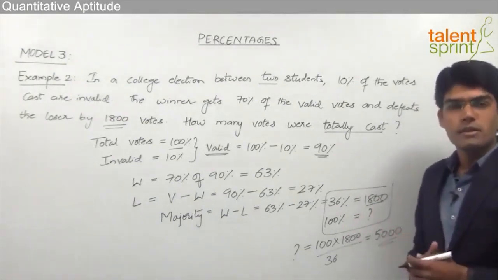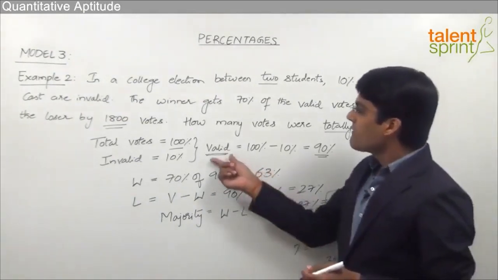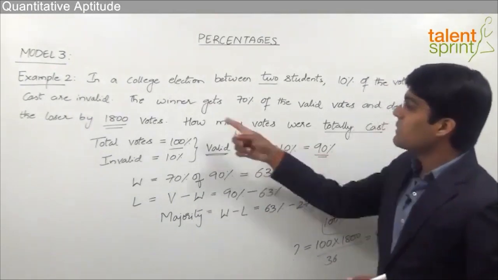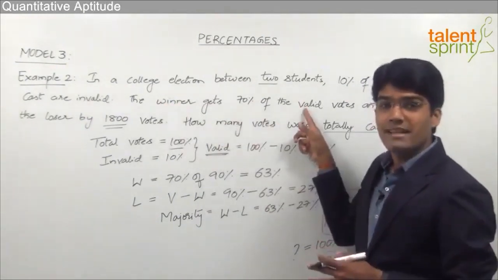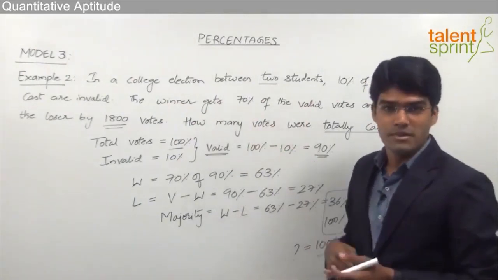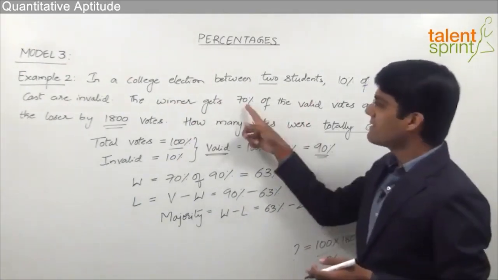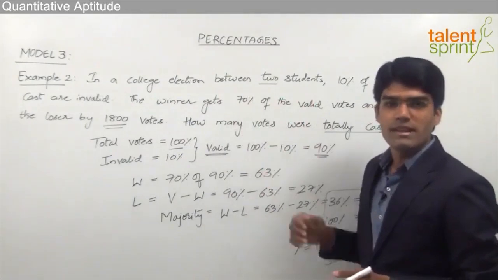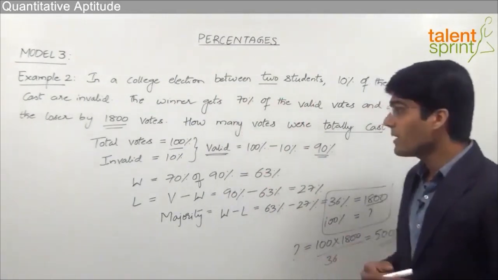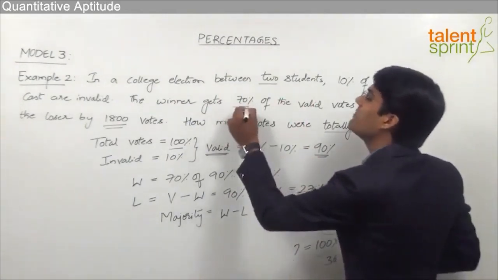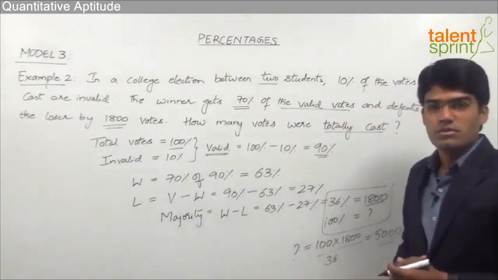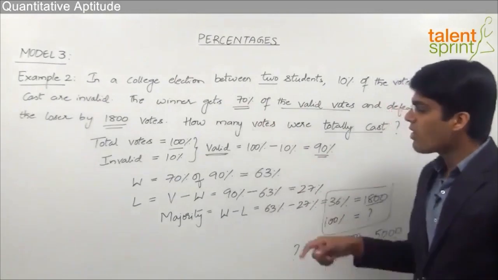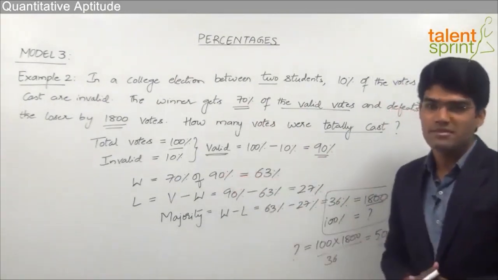The only point that you need to be careful here is that because the valid votes are 90% and the question says winner gets 70% of the valid votes, do not misunderstand that the loser has obtained the remaining 20%. 90 minus 70, 20 should not be taken as the percentage of votes obtained by loser. Why? Because winner has got 70% of the valid votes, not 70% of the total votes. So we should take it as 70% of 90% but not 70% of 100%.